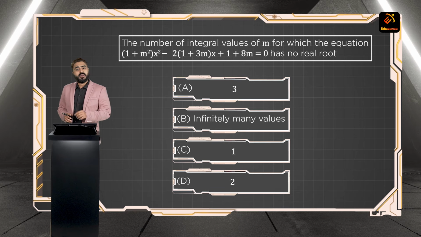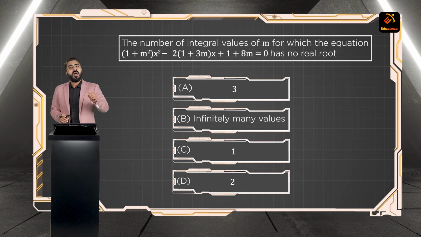So what will be the correct option? The correct option will be none other than option B, which is infinitely many.